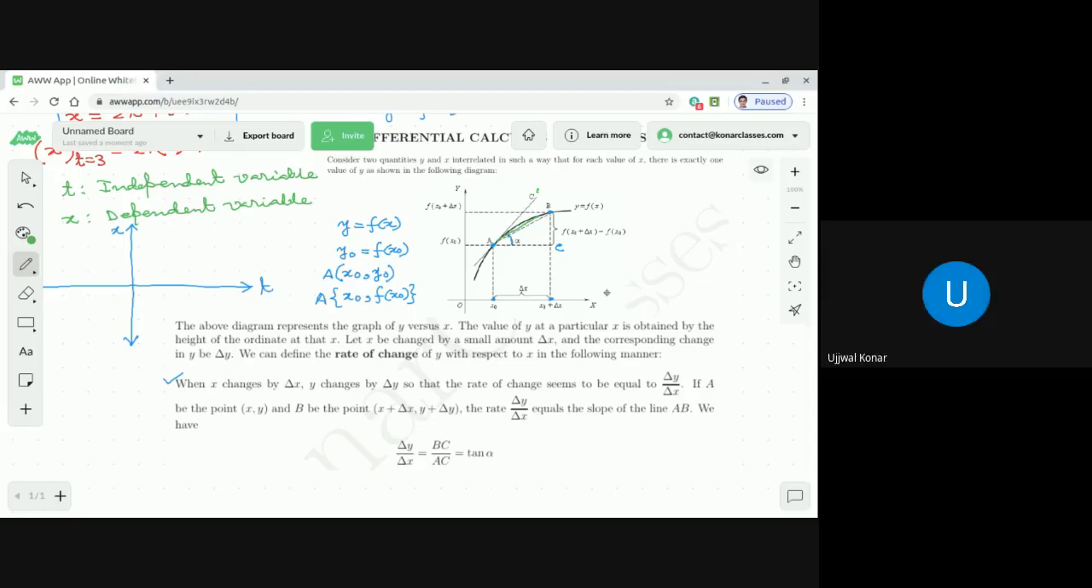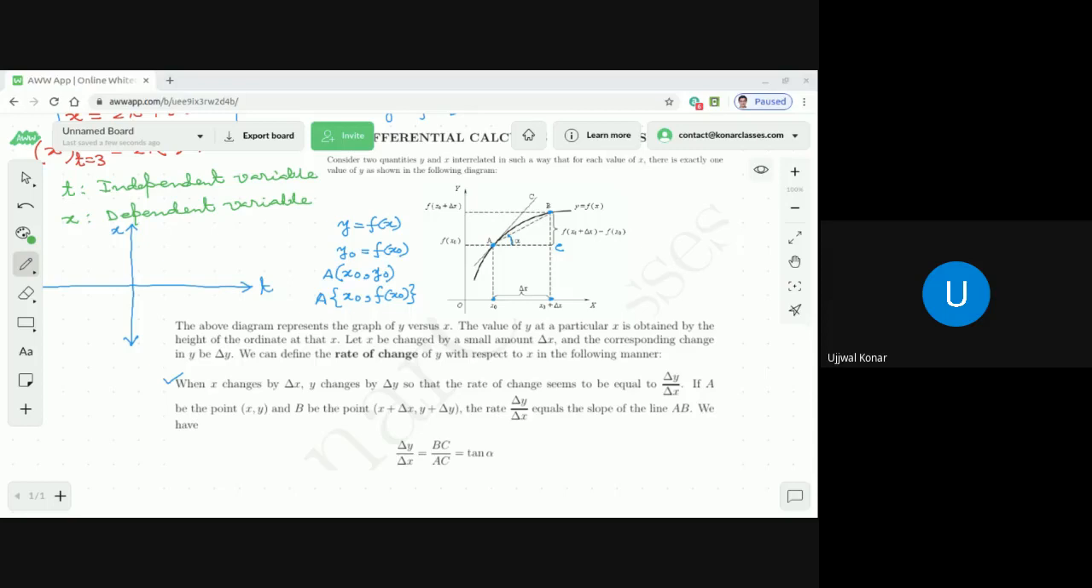So what I wanted to mean is, we get delta y by delta x equal to tan alpha. We will see that as delta x is made smaller and smaller, the slope tan alpha of the line AB approaches the slope of the tangent at A. Correct or not? That straight line AB is as if transformed to the tangent at the point A to the curve.